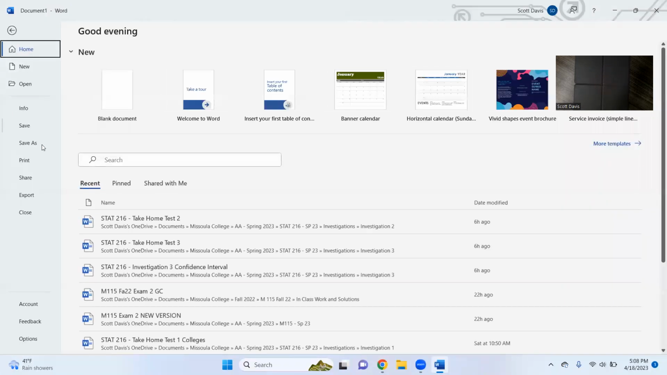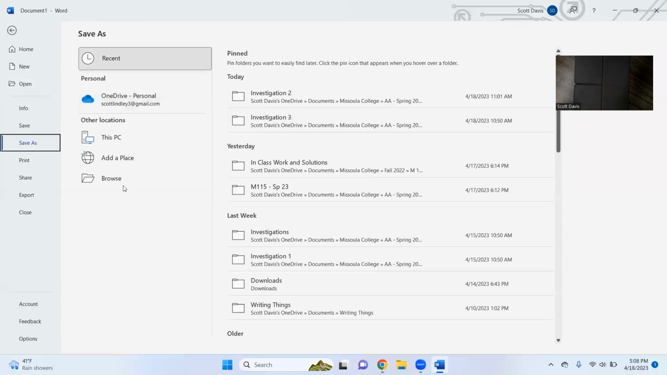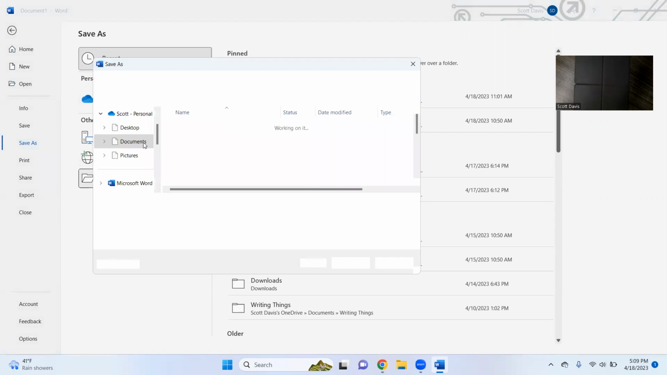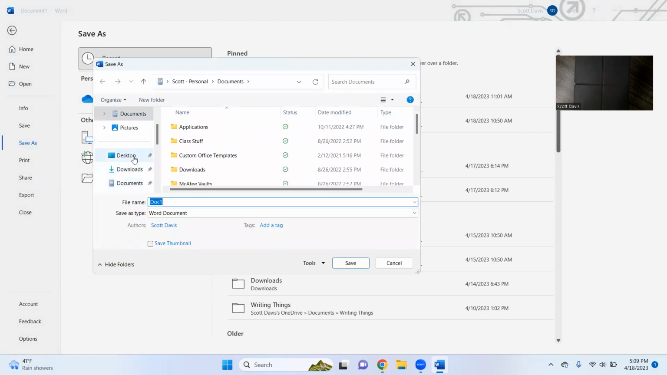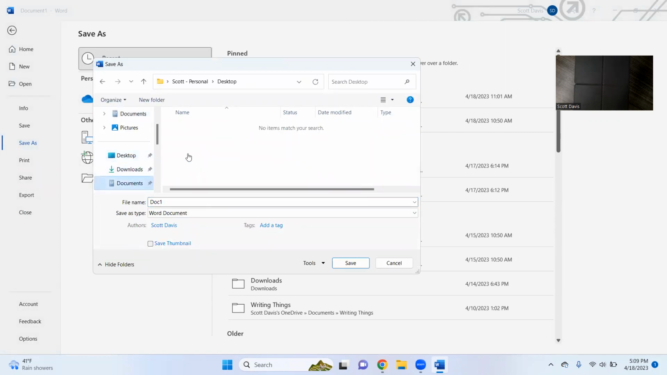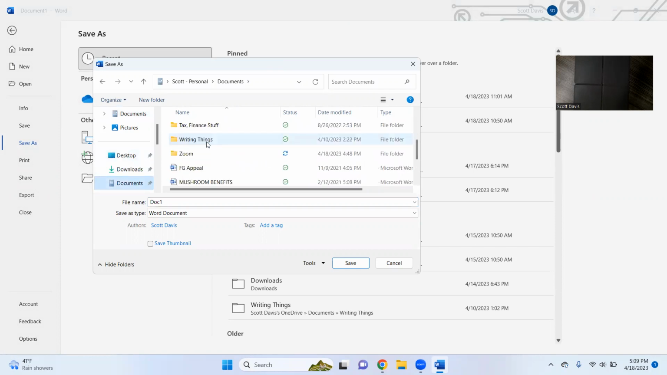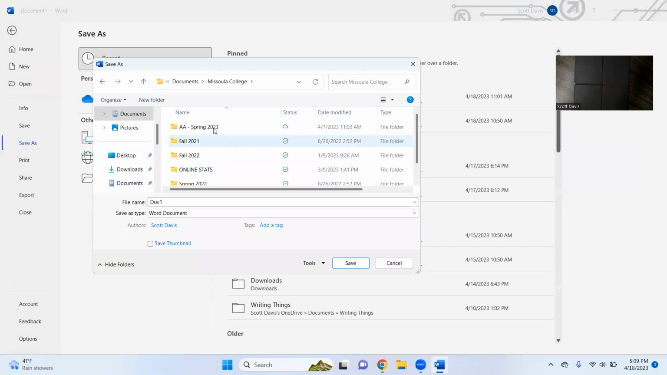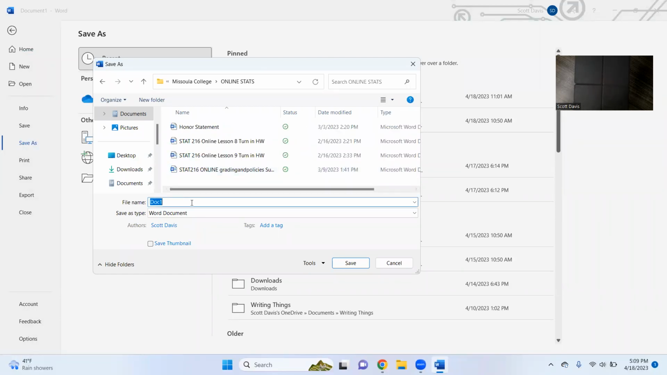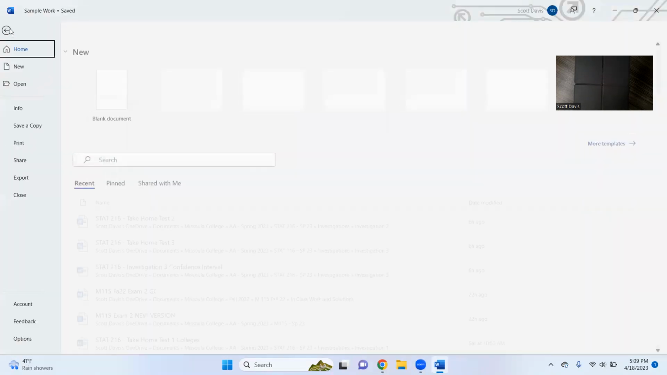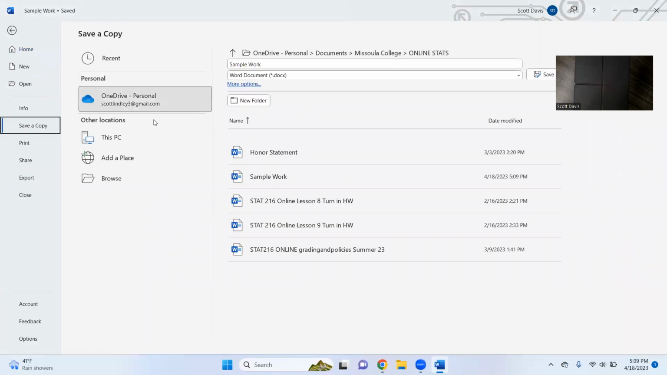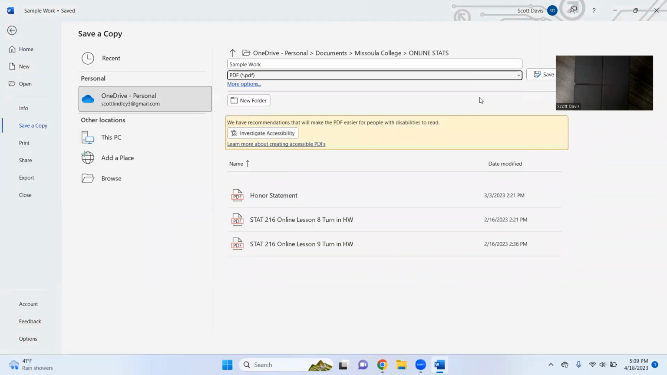And I can say File, Save As. I'm just going to save it to my desktop for now. Actually, I will save it under my online stats class. Let's see, Missoula College, online stats, sample work. I'm going to say save. Oops, I saved it as a Word document. I want to save it as a PDF. So save a copy. Make sure you save it as a PDF.